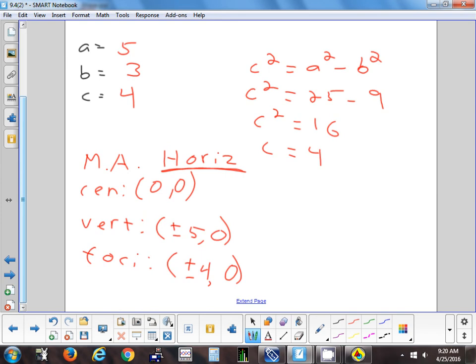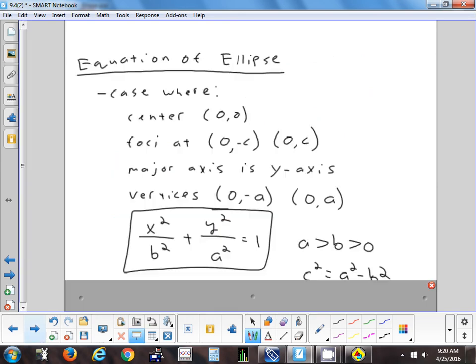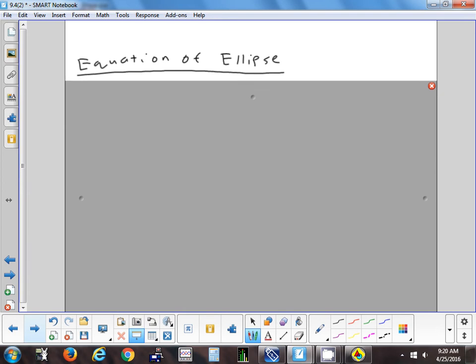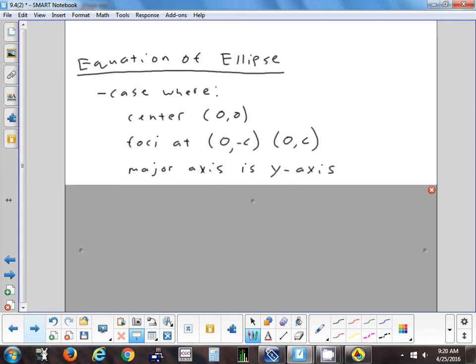Any questions on that? Always start by finding A, B, and C. I think that's the easiest. Does anyone have any questions on that case before we move on to the vertical case? All right.